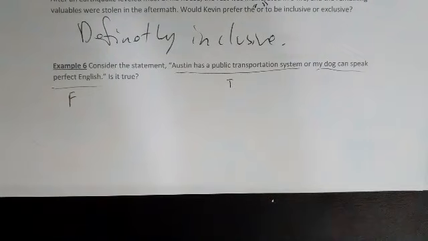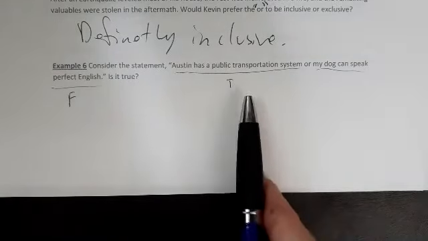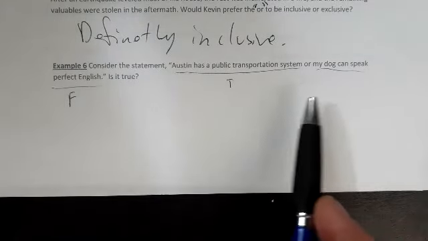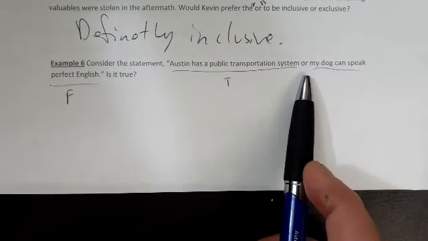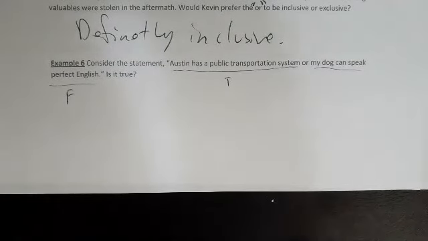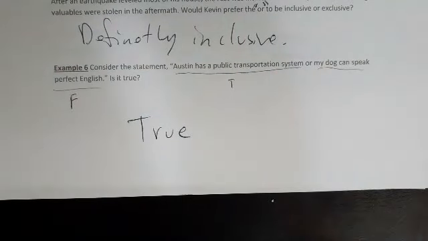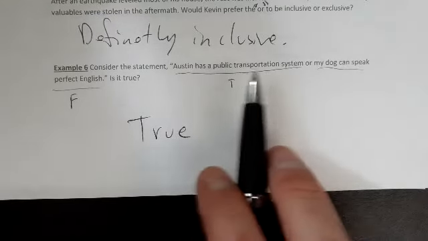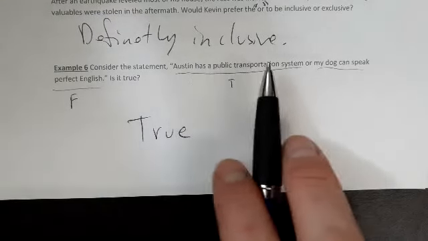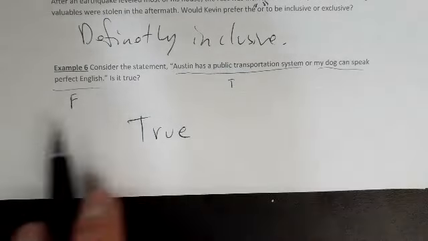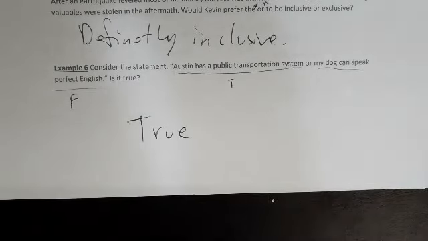So consider the statement, Austin has a public transportation system, or my dog can speak perfect English. Is it true? The dog part is obviously false, but this part is true. If we're talking about an or statement, how many things have to be true for it to be true? One of them has to be true. So overall, this or statement is a true statement, because this meets the criteria. As soon as we see this is true, we can ignore that part. That part's not true, but overall, this is a true statement.